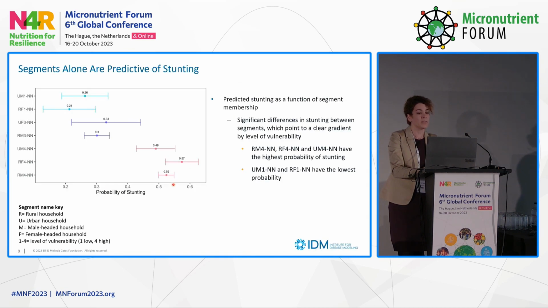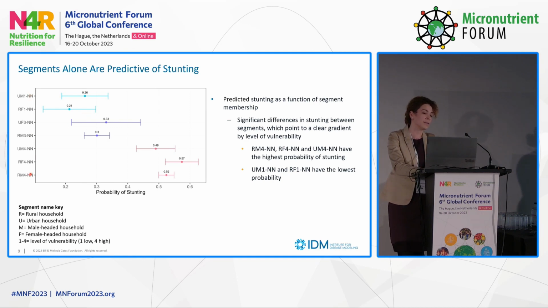We wanted to see if segments are predictive of these child growth failure indicators, and that's what we are showing in this plot. So we predicted stunting as a function of segment membership using this data set in northern Nigeria. The y-axis shows those different segments that I mentioned earlier, and the x-axis shows the probability of stunting. We see a significant difference in stunting probability between segments, which shows this gradient by level of vulnerability.